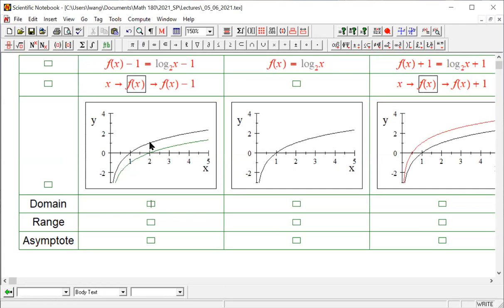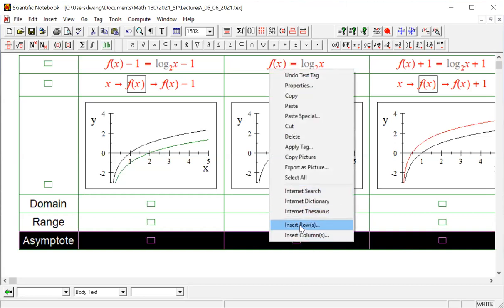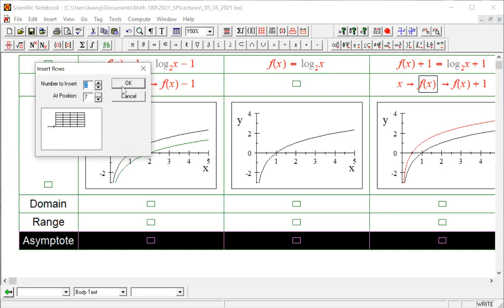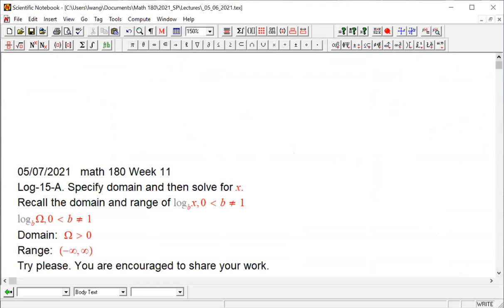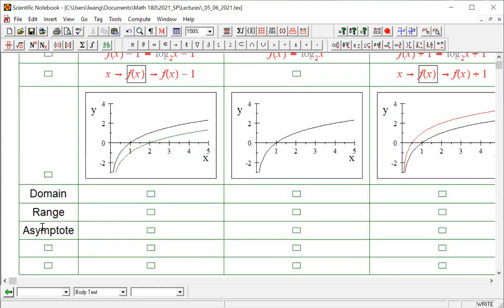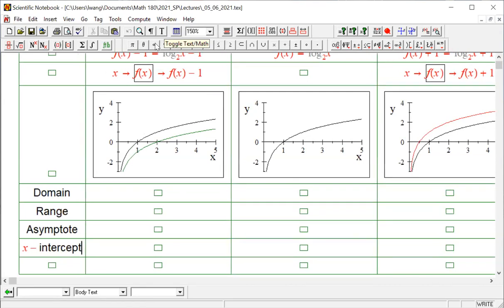Domain, will there be a change of domain? And intercepts, of course. X intercept and Y intercept. Right? So these are the factors we're considering.